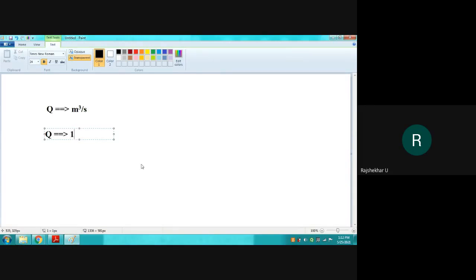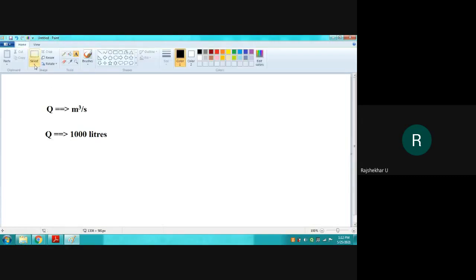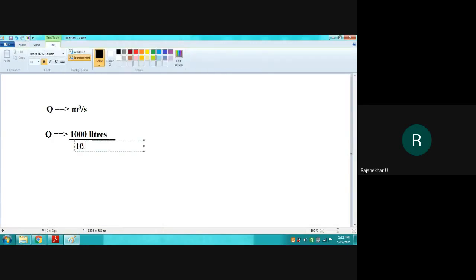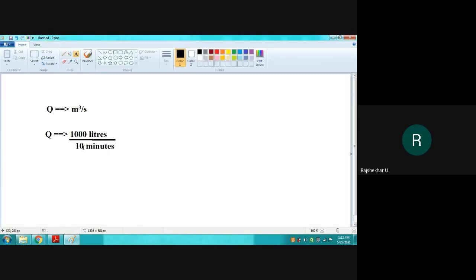Sometimes 500 also. So if I write 1000 liters, how much time has it taken? It has taken 10 minutes. So this is actually the discharge. To fill a tank of 1000 liters we are taking 10 minutes, and this will give you the discharge.